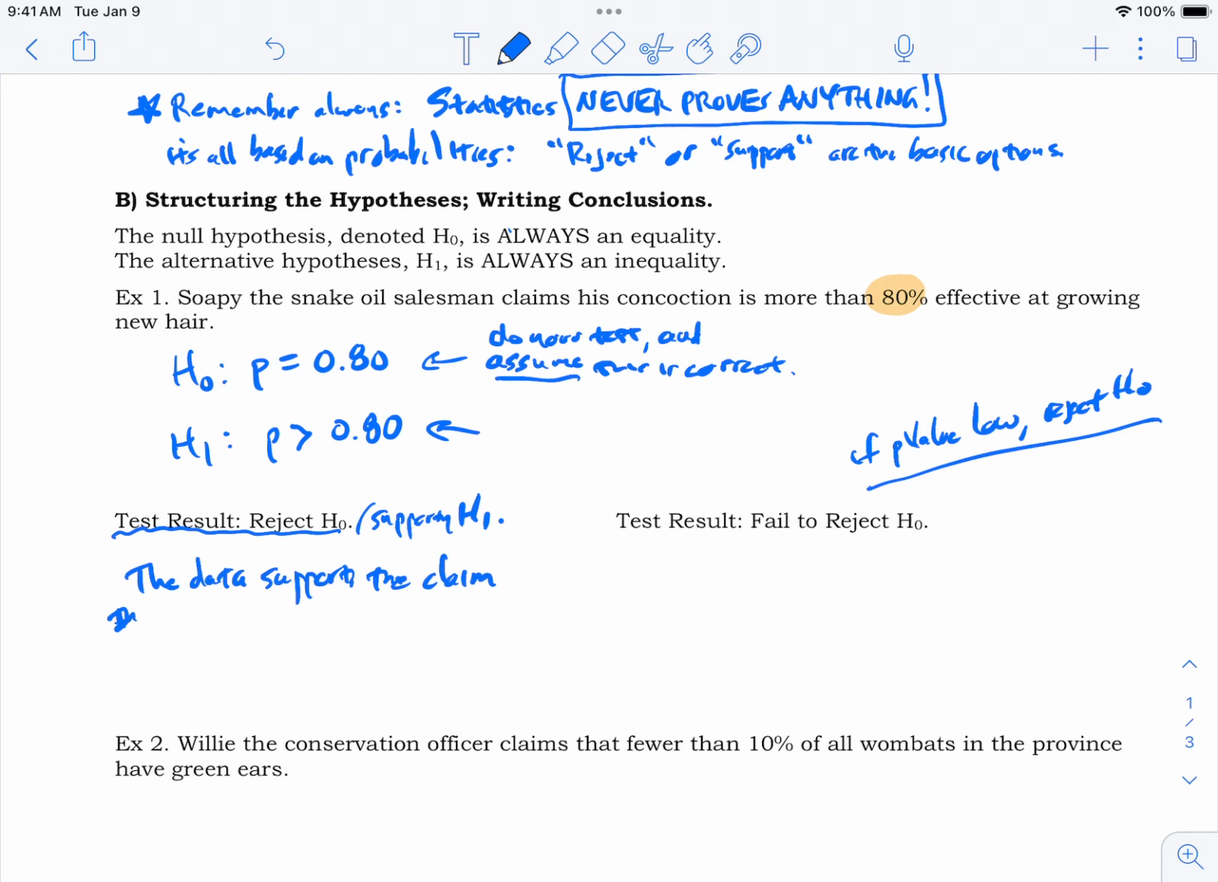And actually, I'm going to put an empty parentheses here, and we'll worry about that much later. So something's going to go in the parentheses, but not yet. So the data supports the claim that more than 80% of users or whatever grow new hair.